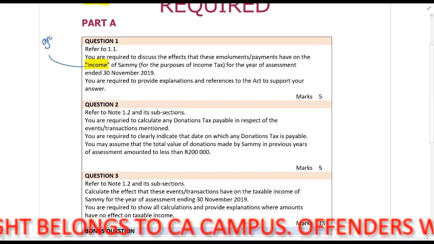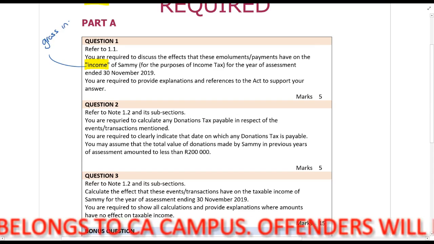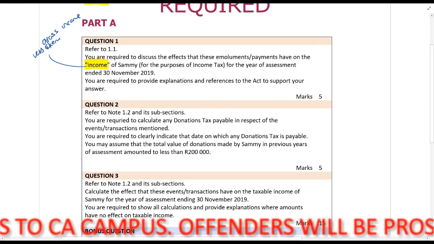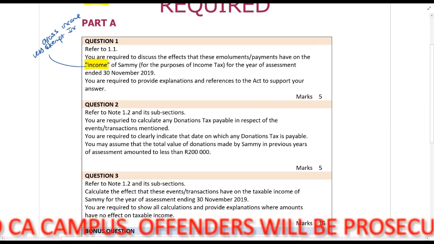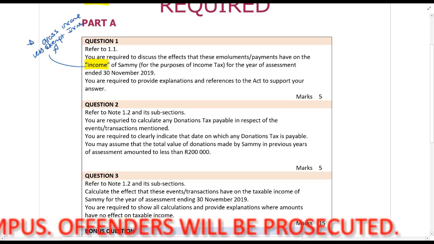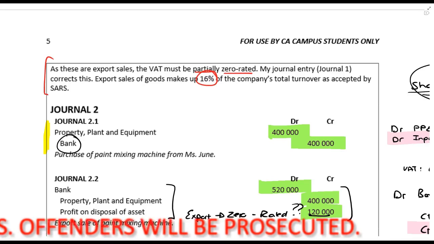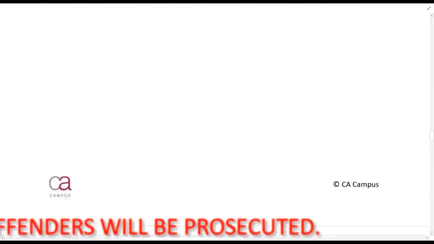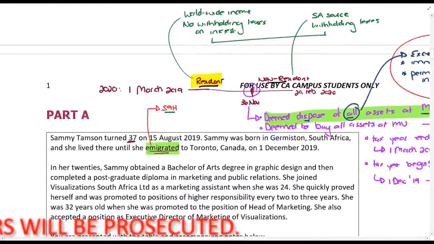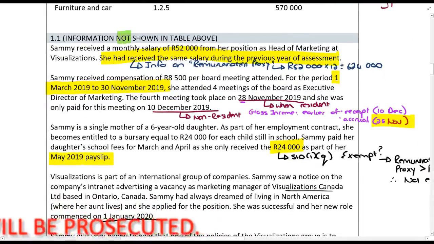Income, remember, means gross income less exempt income. That's a definition from Section 1. It's important because it means you have to then discuss gross income and exempt income. And this is in 1.1. Now, I'm not going to write out anything here. We'll talk about it. 1.1 is all of the information here.